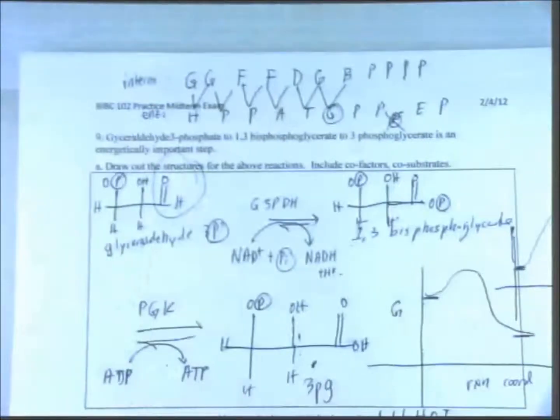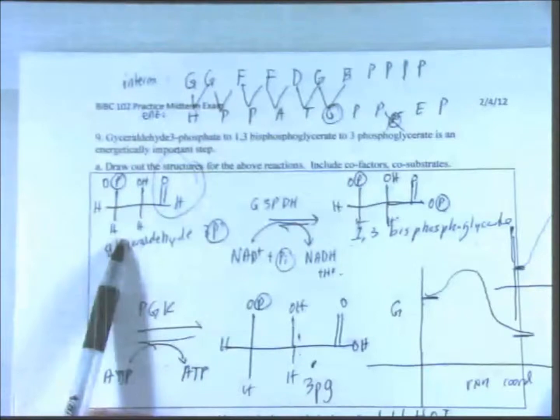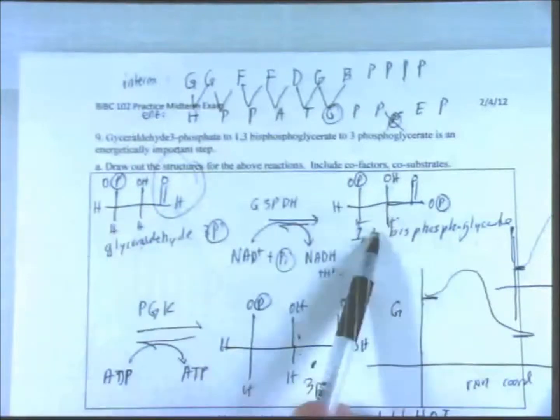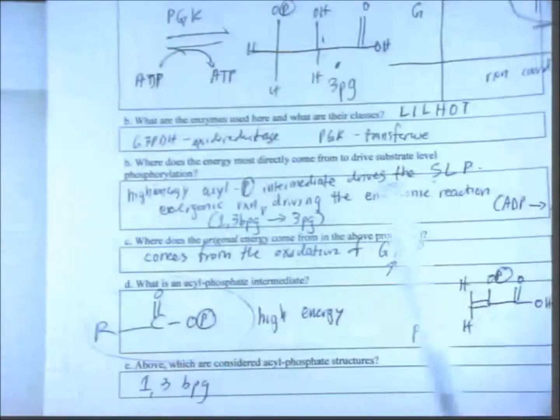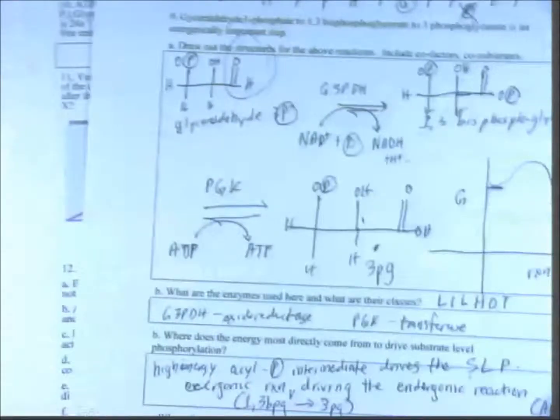All right. Above, which are considered acyl phosphate structures? So let's look. Which ones are considered high energy acyl phosphate structures? Is this one considered a high-energy acyl-phosphate structure? No, it's a high-energy phosphate structure. It's not high-energy acyl-phosphate. How about this? Yes. How about this? No, so the only one is what? 1,3-bisphosphoglycerate. All right, perfect. Okay. Questions?